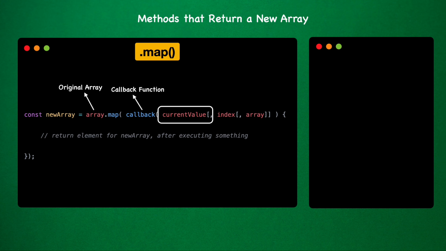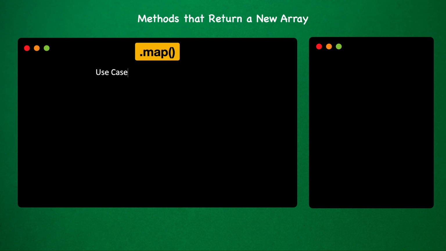Current value is the current element being processed. Index is the index of the current element being processed, and it's optional. Array is the array map was called upon, and it's also optional. Now let's consider the use cases for map. First up, transforming values. Imagine you have an array of numbers, and you want to square them. It's a classic scenario for map.